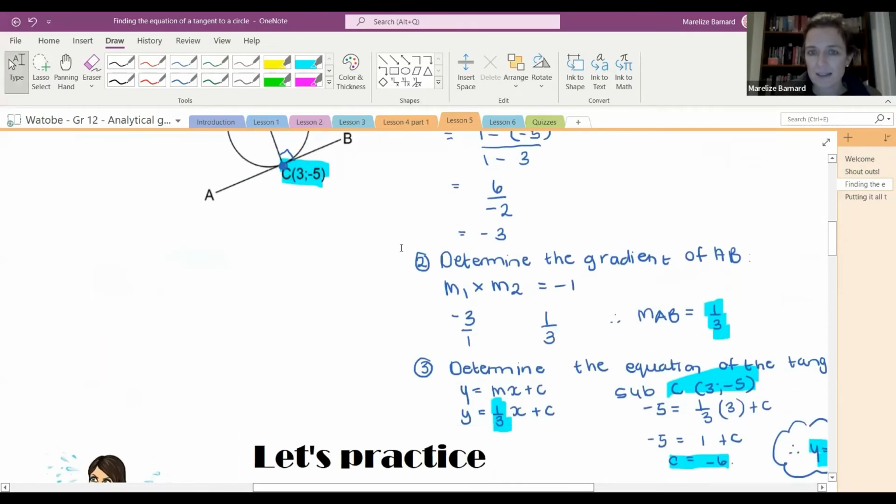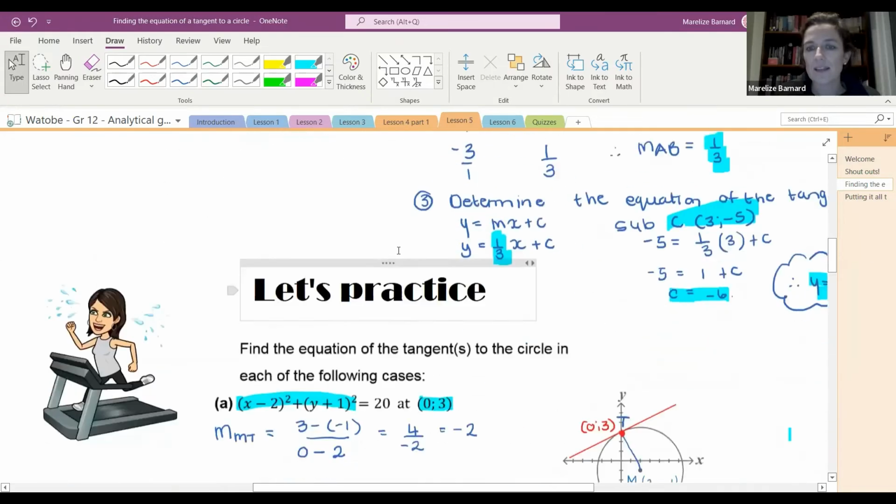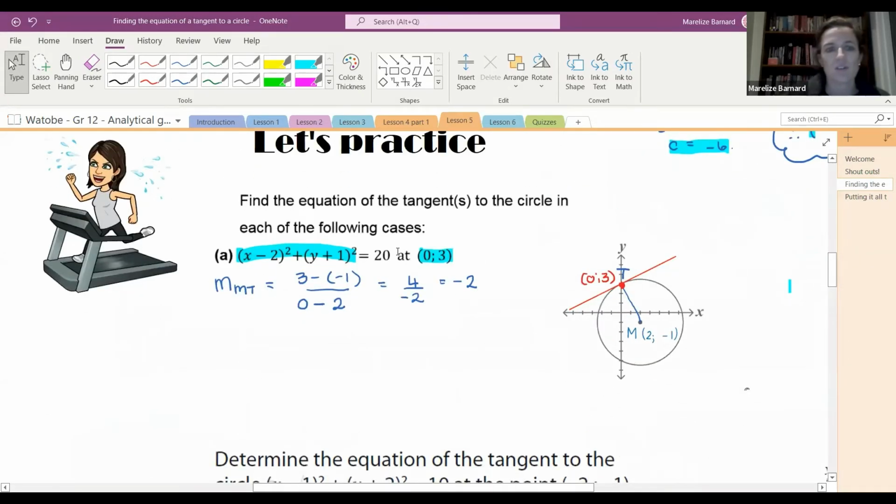Our next step is to determine the gradient of the tangent. So the gradient of the tangent, we're going to take the gradient of the radius, flip it over, and change the sign. So the gradient of the tangent is a half.